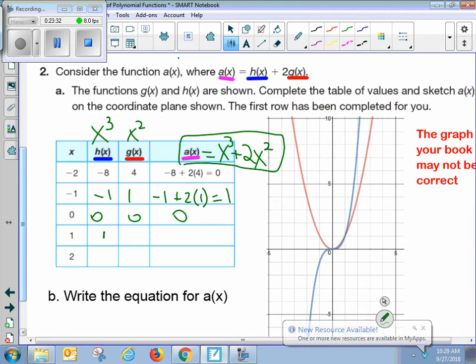1 cubed is 1. 1 squared is 1. What is 1 plus twice 1? 3. Good. So like when you're building a table, that's what you do in your head. This one just has you writing out everything along the way, whatever you like better. 2 cubed I know is 8. 2 squared I know is 4. The rule says take the 8 plus twice the 4, which would give me 16.